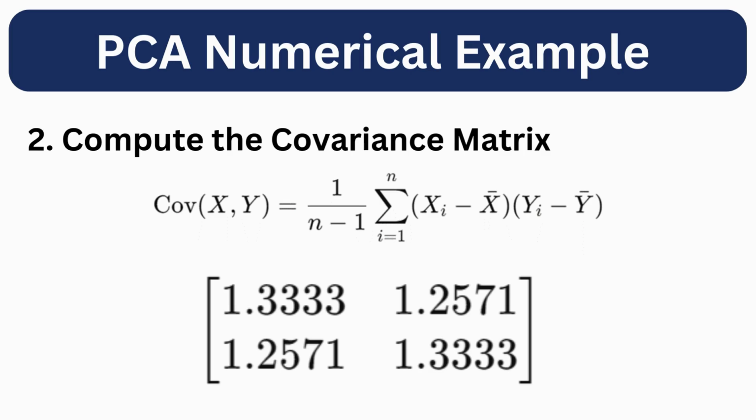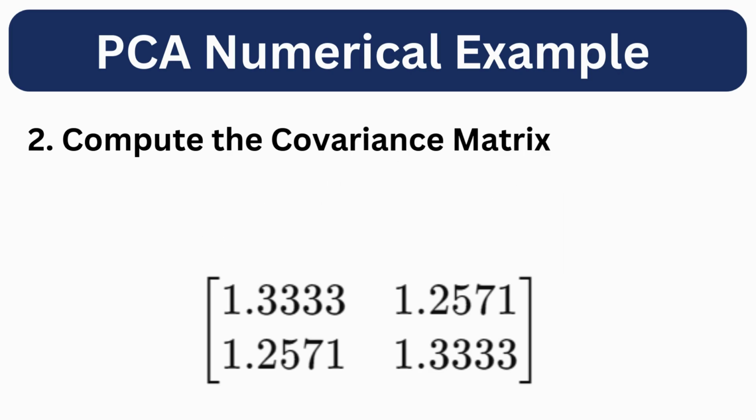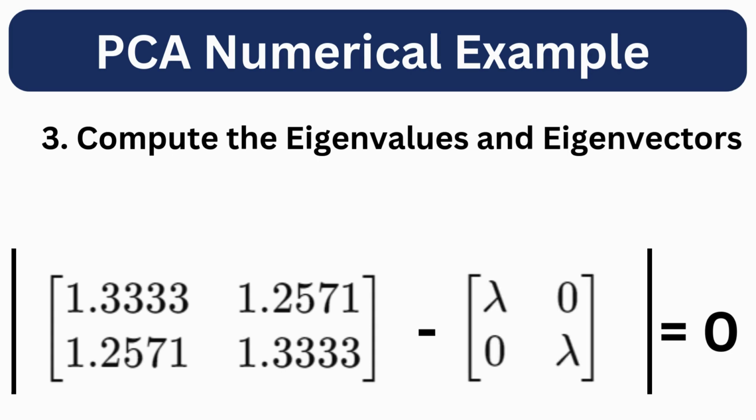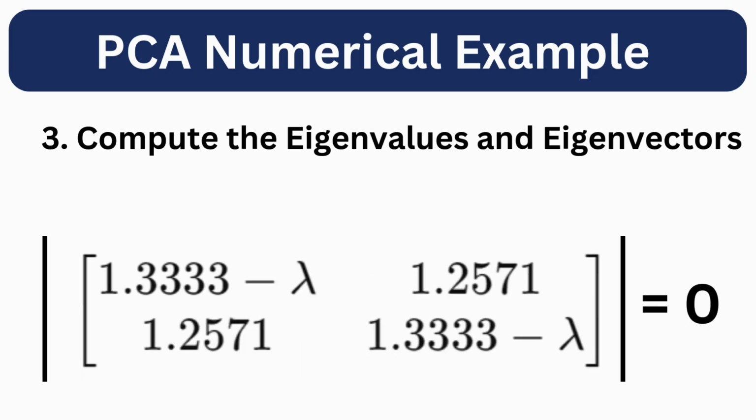Next, we will compute the eigenvalues and eigenvectors. To compute eigenvalues, we will use this equation: determinant of A minus lambda I equals 0. Here A is the covariance matrix and I is the identity matrix. After multiplying the lambda with the identity matrix, we will subtract it from the covariance matrix.